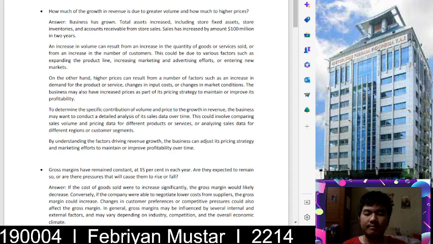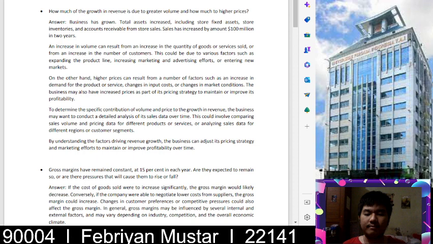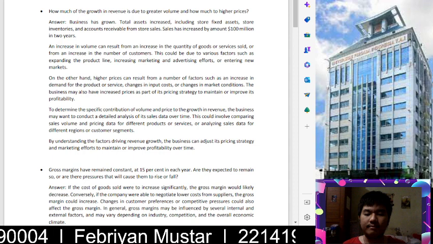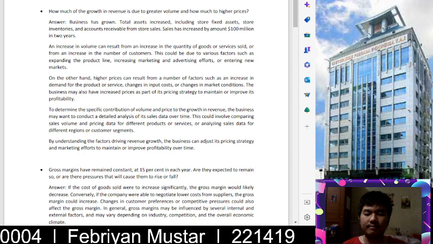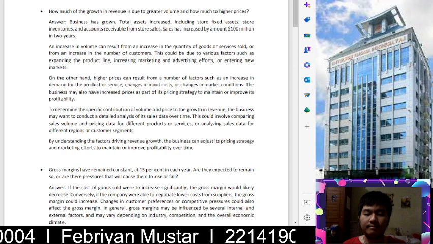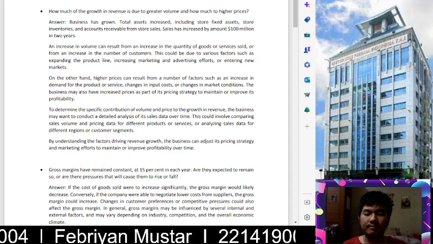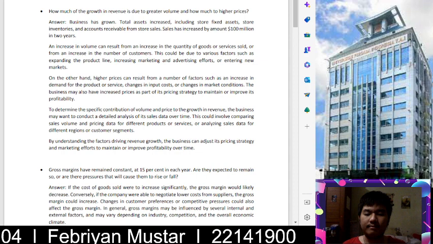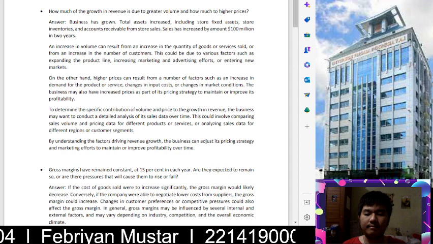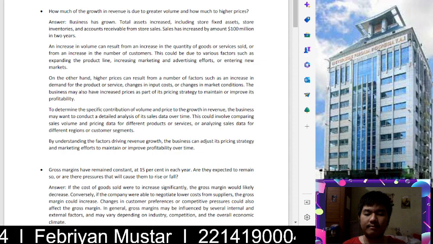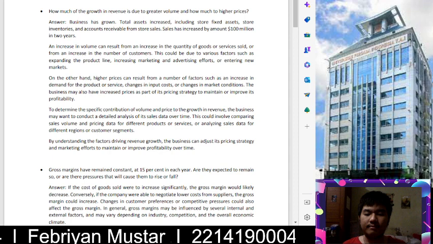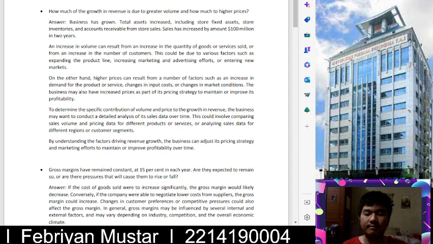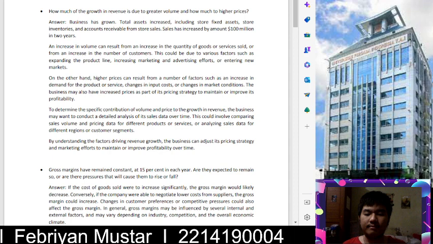The answer: the business has grown. Total asset increase includes store fixed assets, store inventories, and accounts receivable from store sales. Sales have increased by $100 million in 2 years.